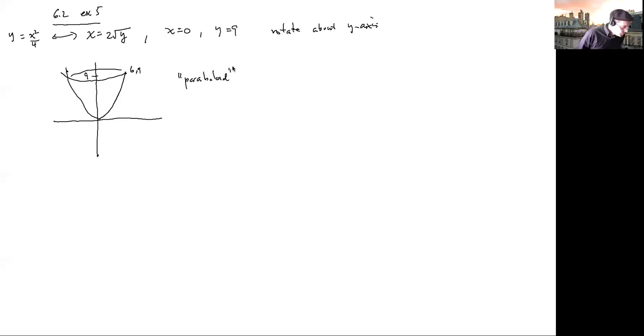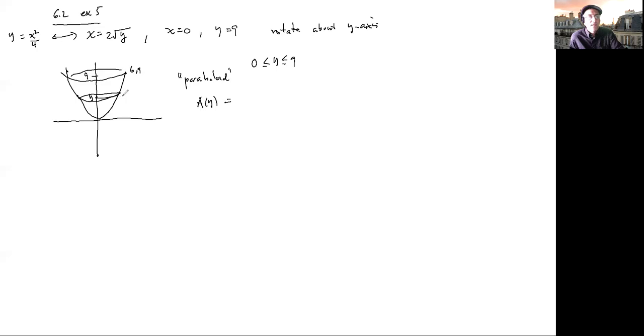Okay, good. So now we have to, the slabs in this case, the cross sections should be taken along the y-axis because that's how it's set up. And here y is going from 0 to 9. So we have to figure out, if y is a point between 0 and 9, what A of y is actually equal to.